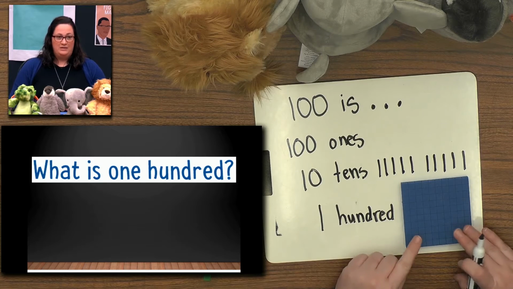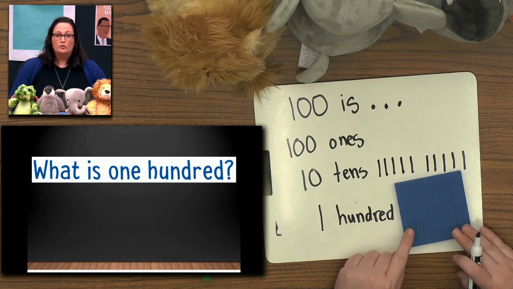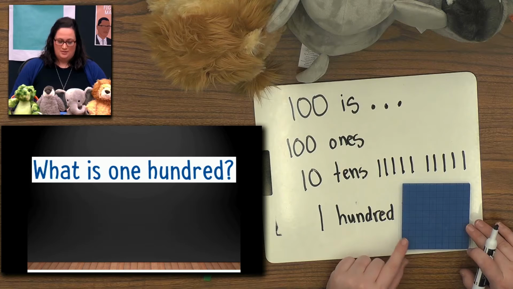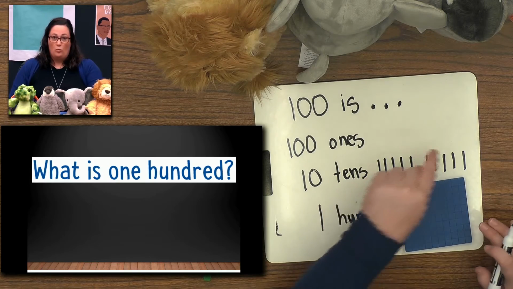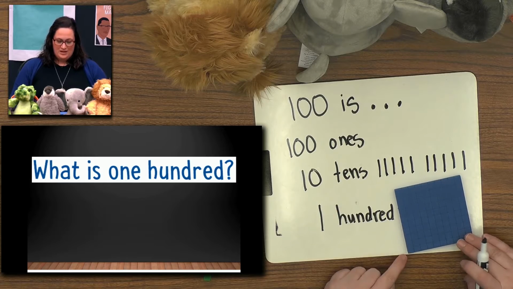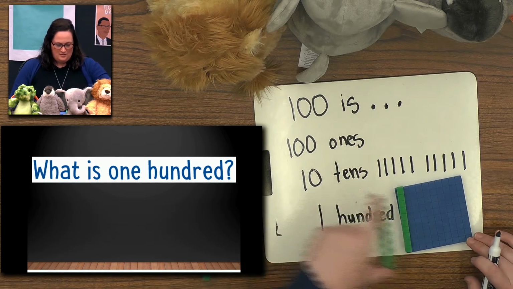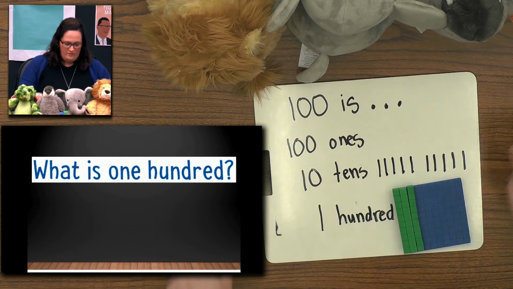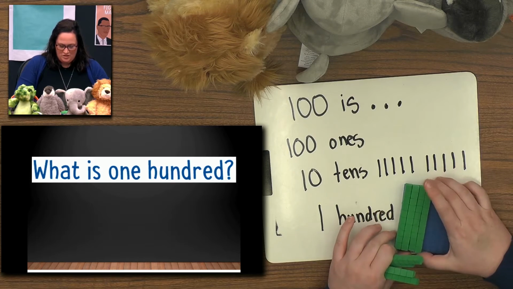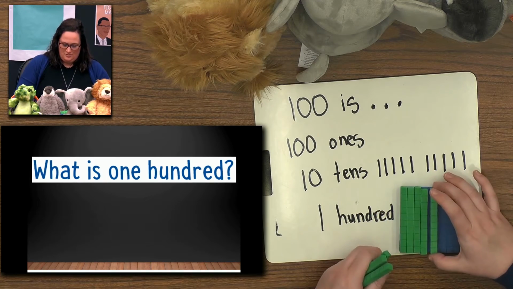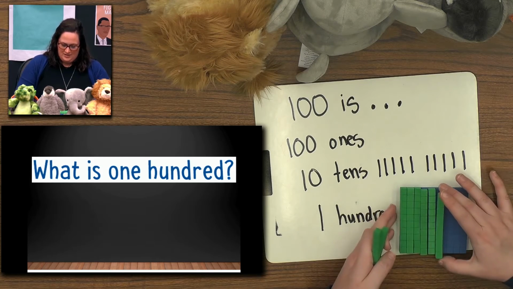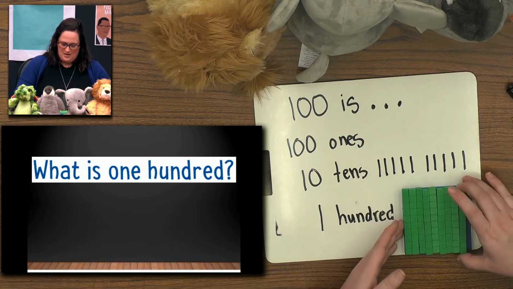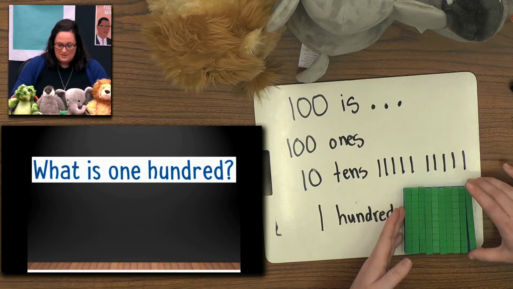100 literally means one group of 100. There's one of them. This is a 100. It has 100 squares in it. It has 10 tens. Let me show you. Have you ever done this before? Some of you might have never seen this before. These are 10 sticks, right? Watch. 1, 2, 3, 4, 5, 6, 7, 8, 9, 10.